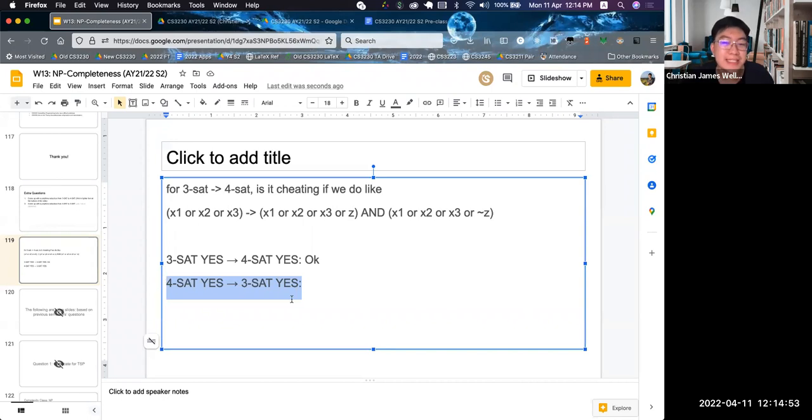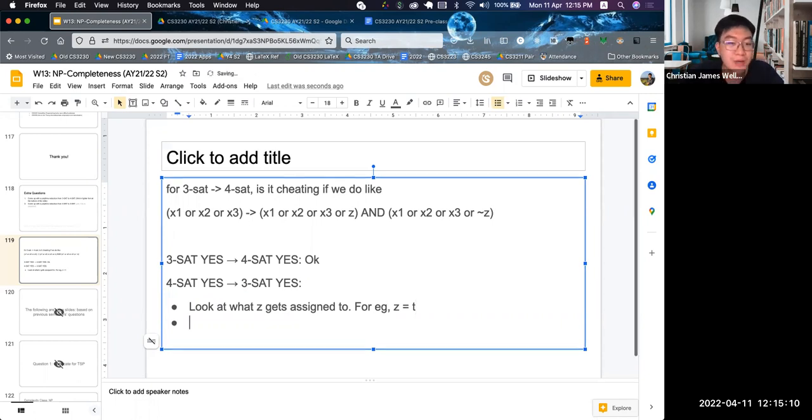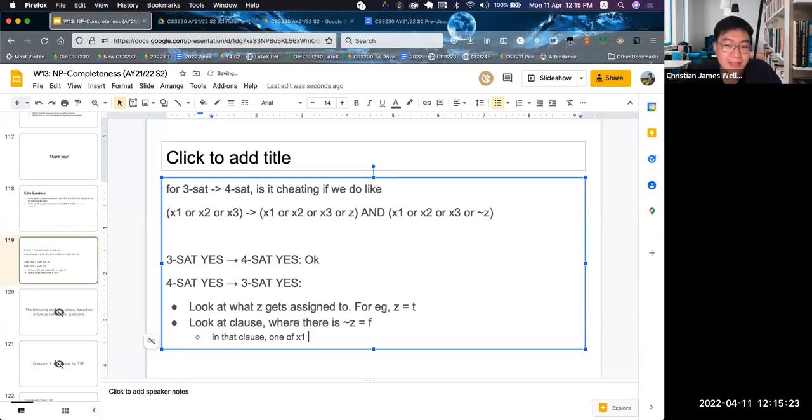So how I will argue this is to look at the value Z. Look at what Z gets assigned to. For example, we don't know what it is, but without loss of generality, assume it's true. Then look at the clause where there is negative Z, the Z negated. This must be false. So in that clause, one of X1 or X2 or X3 must be true.